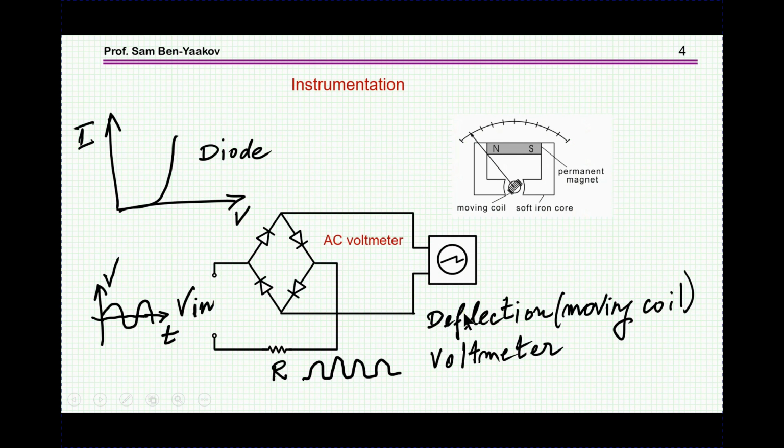We are talking about diodes that are used in instrumentation, and primarily diodes which are used for rectification, precision rectification of AC to DC. And here I'm showing an example for such an application that would require a precision rectifier.